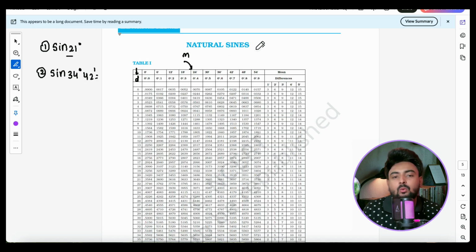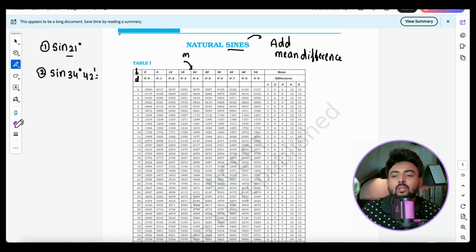Now you need to remember one thing, children: in sines, always remember that we have to add the mean difference. Here the mean difference is given at the last end, so we have to add the mean difference in the sine column. These things you have to remember. I'll explain when a question of that type comes. Now we need to find the value of sine 21 degrees.